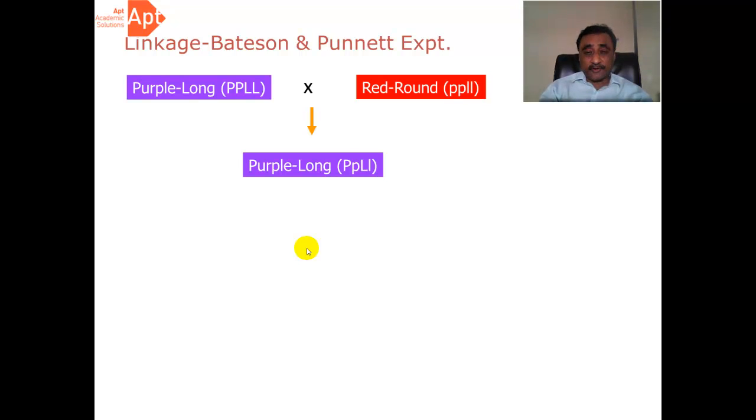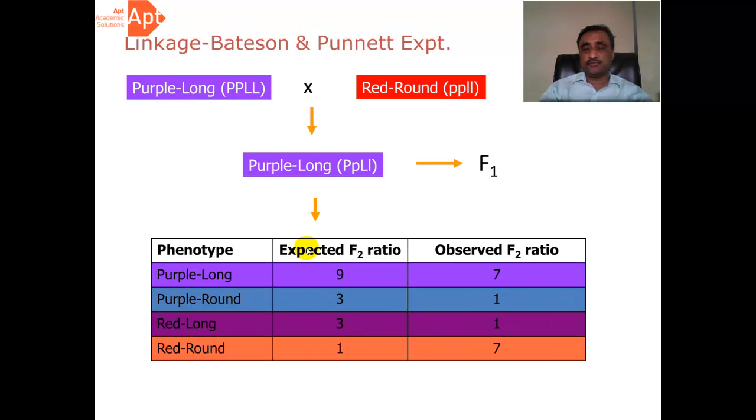In F2, it went through the usual self-pollination. Very interestingly, they were expecting the 9:3:3:1 ratio, the typical Mendelian dihybrid phenotypic ratio. But instead of that, what they got was 7:1:1:7. So mind it, here the parental combinations are more, and recombinants are less. This was what they observed, but they could not explain it. What could be the reason?